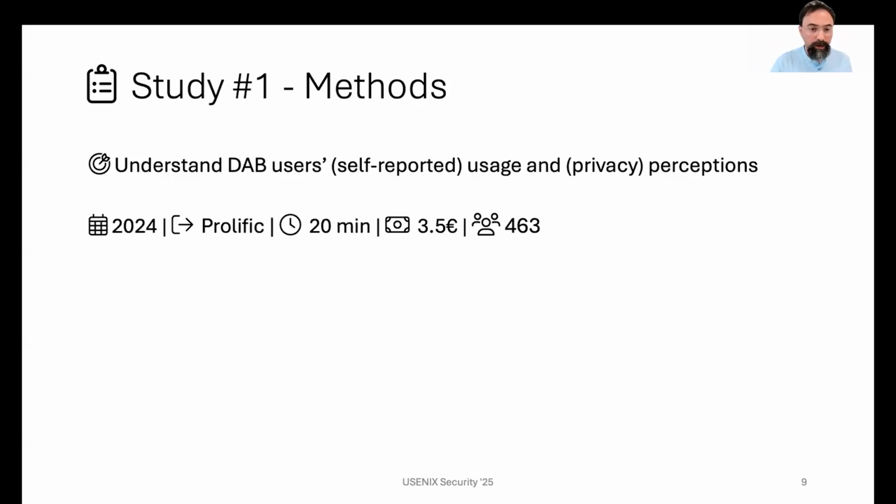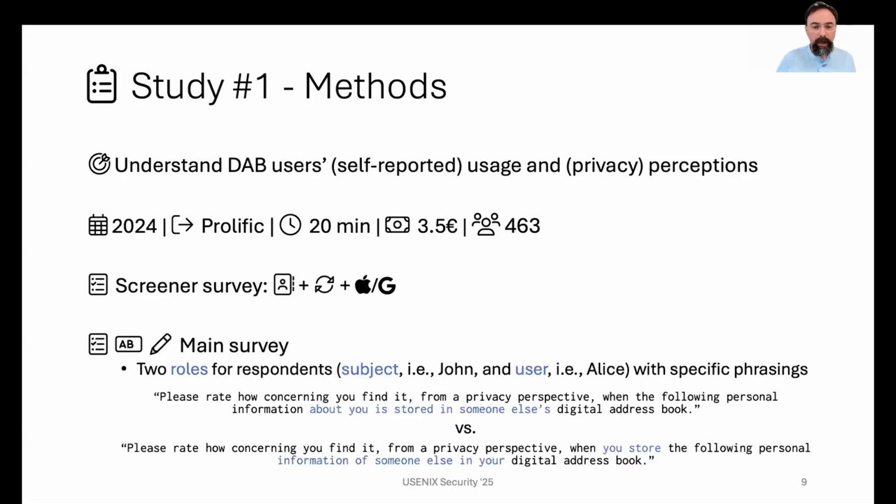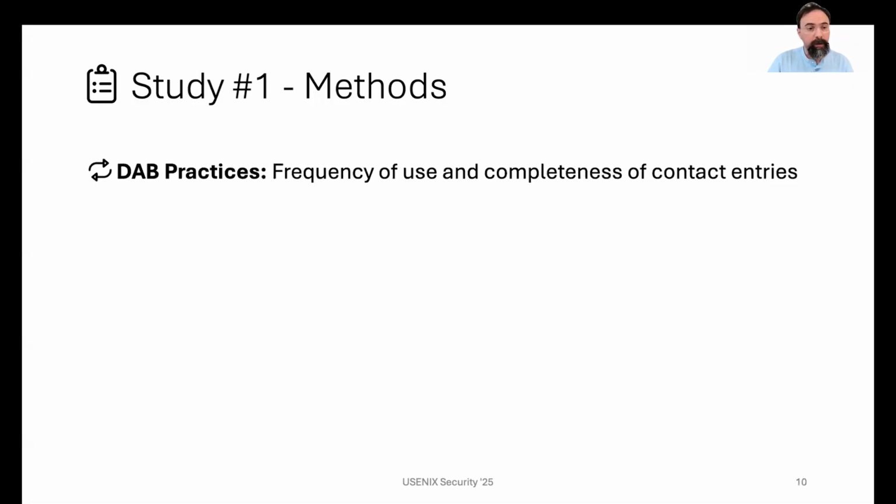In the first study, we focused on users' self-reported behavior and perceptions. We conducted a large-scale online survey with 463 Prolific respondents, and we targeted those who manually manage their contacts using Google Contacts or Apple iCloud, as these are two popular services. We also used a between-subject design, so the respondents were randomly assigned to answer questions either from the perspective of a user or a subject to better understand both sides of this privacy relationship.